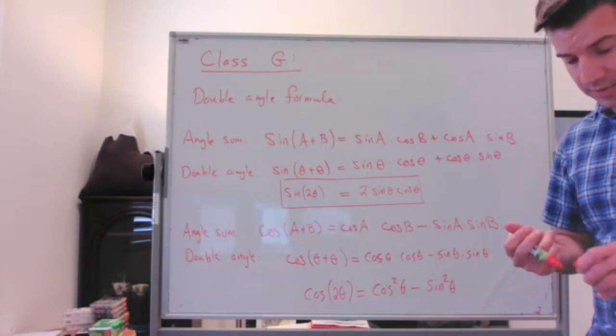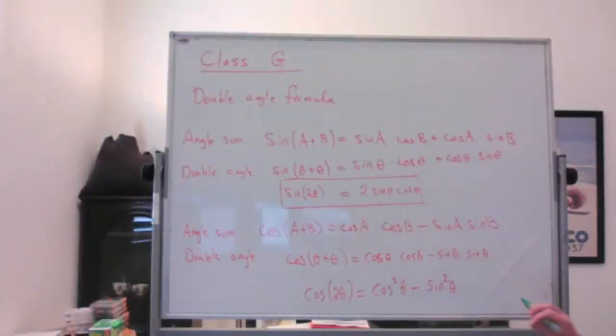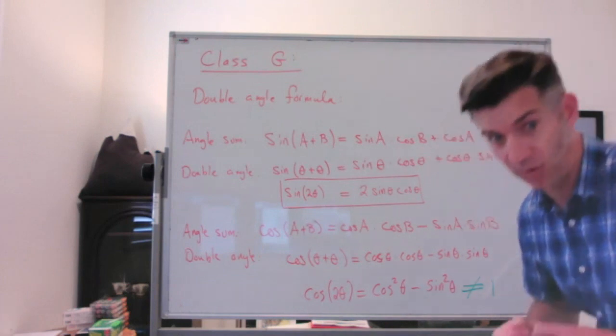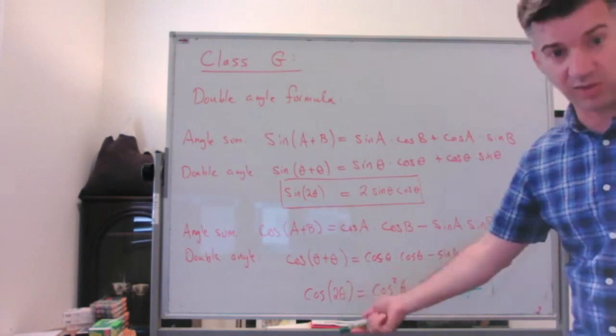I will point out, this is not the trig identity that's equal to 1. So I just want to make sure everyone's super clear with the fact that this is not equal to 1. That's cosine squared theta plus sine squared theta that's equal to 1. Cosine squared theta minus sine squared theta is equal to cosine of 2 theta.